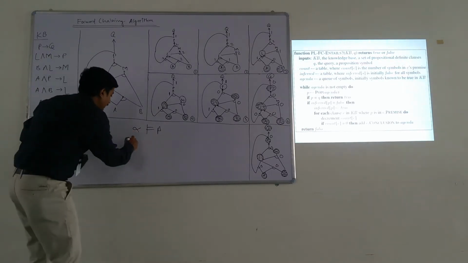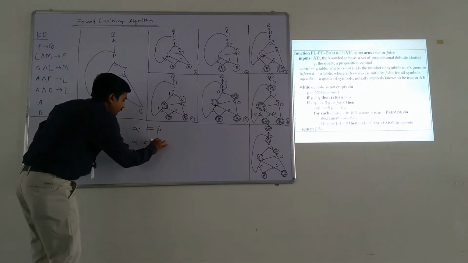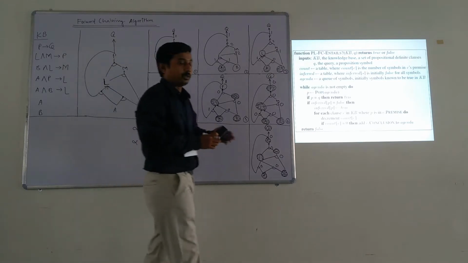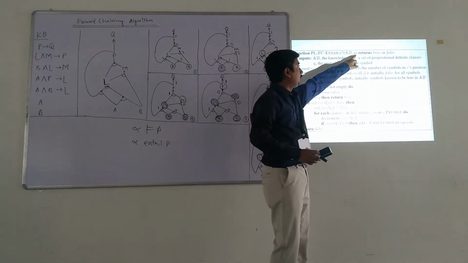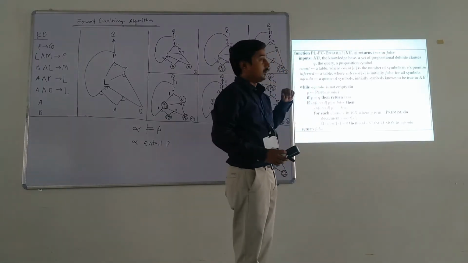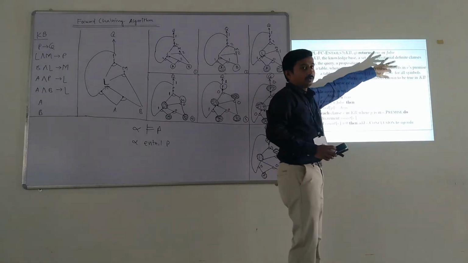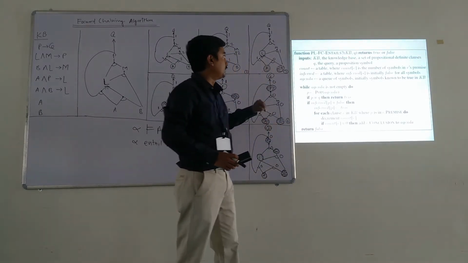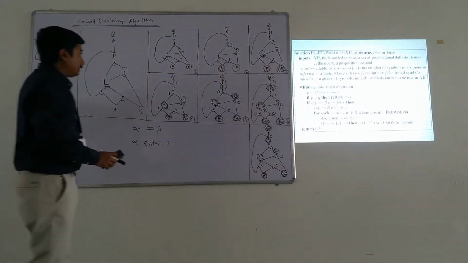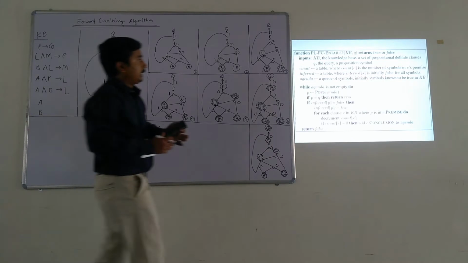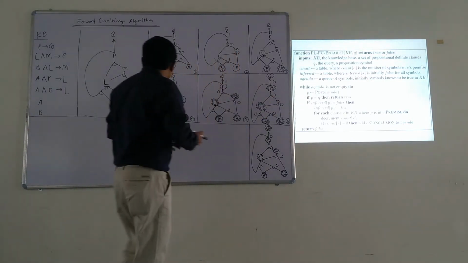Then we can say that alpha entails beta. Here we have an algorithm to find whether a symbol Q is entailed by this knowledge base KB. It either returns true or false. This is the forward chaining algorithm for propositional logic. This is one of the examples. We have this knowledge base. Now let us run this algorithm on this example.